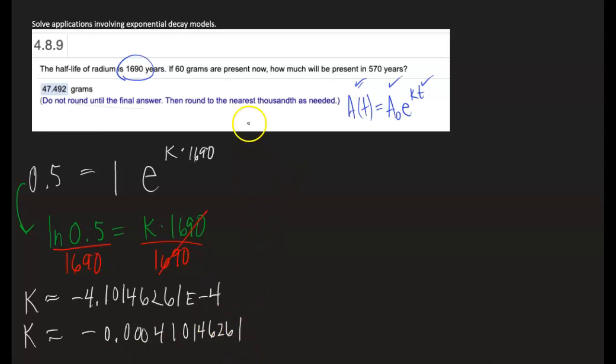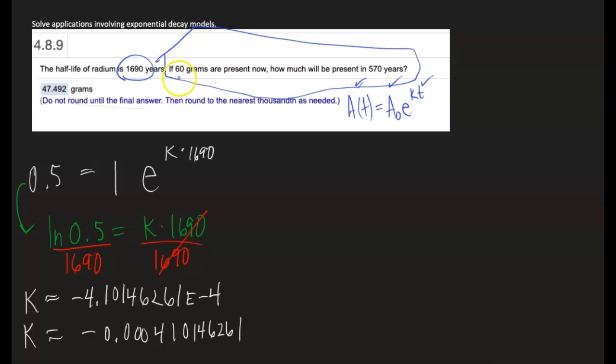Okay, so the next thing that we want to do is set up the scenario given here, that if 60 grams are present now, how much will be present in 570 years? Now, just really quick, think about that. 570 years, would we expect 30 grams? Would we expect half? Less than half? Or more than half?